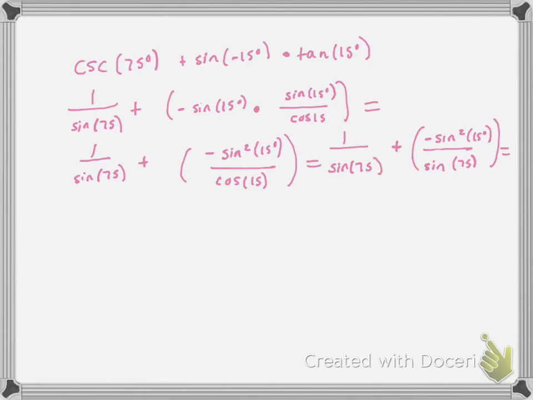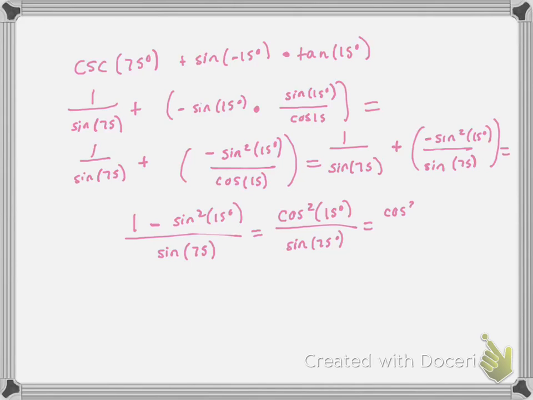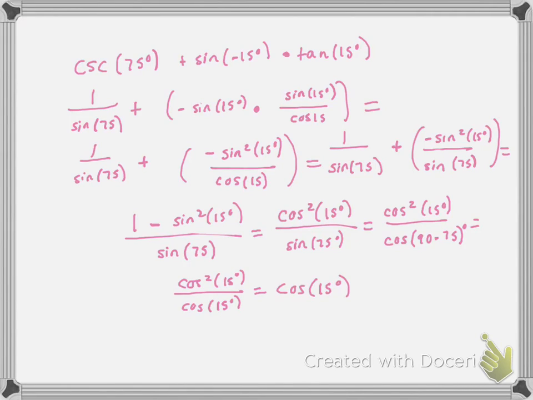Now because we have equal denominators, we can just go ahead and add these. So 1 plus a negative is just going to be 1 minus sine squared of 15 degrees over sine of 75 degrees, which is going to equal cosine squared of 15 degrees, remember those Pythagorean identities, over sine of 75 degrees. And that's going to equal cosine squared of 15 degrees over, and now we're going to change this to cosine of 90 minus 75 degrees, which is going to equal cosine squared of 15 degrees over cosine of 15 degrees, which is just going to equal cosine of 15 degrees, because the cosines cancel out on the top and bottom.